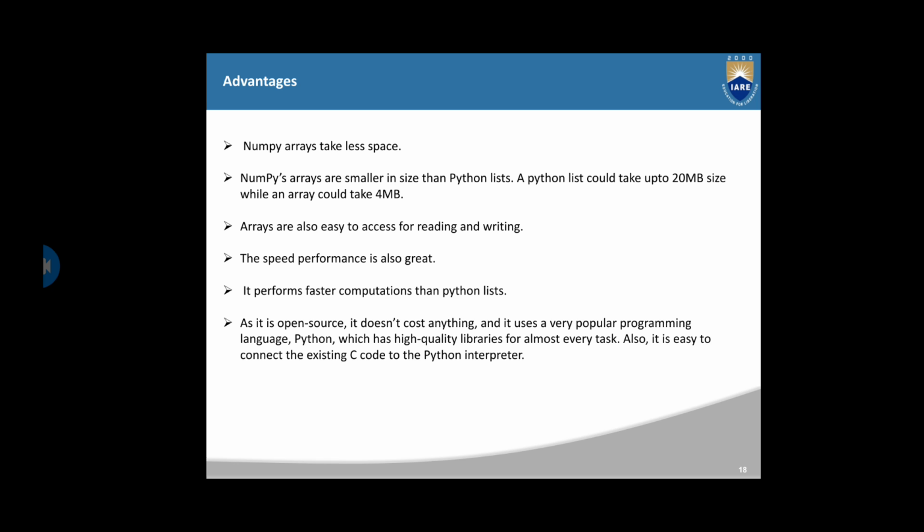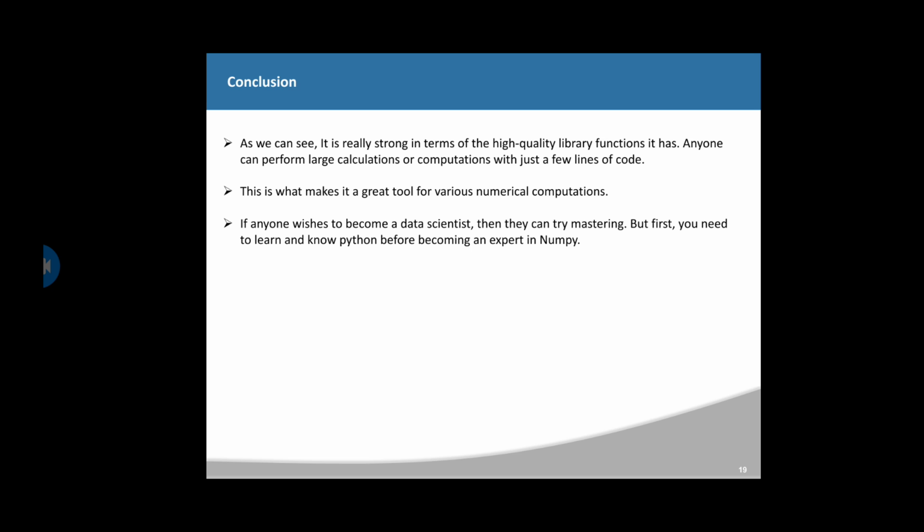Advantages of NumPy. NumPy arrays take less space. NumPy arrays are smaller in size than Python lists. A Python list could take up 20 MB, while an array could take 4 MB. Arrays are also easy to access for reading and writing. The speed performance is also great. It performs faster computations than Python lists. As we can see, it is really strong in terms of performance.